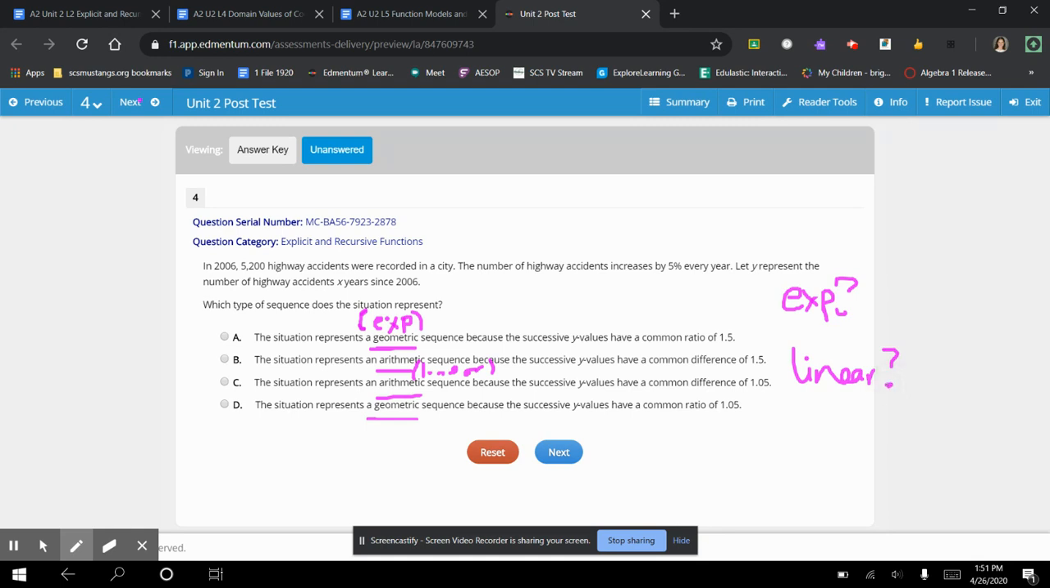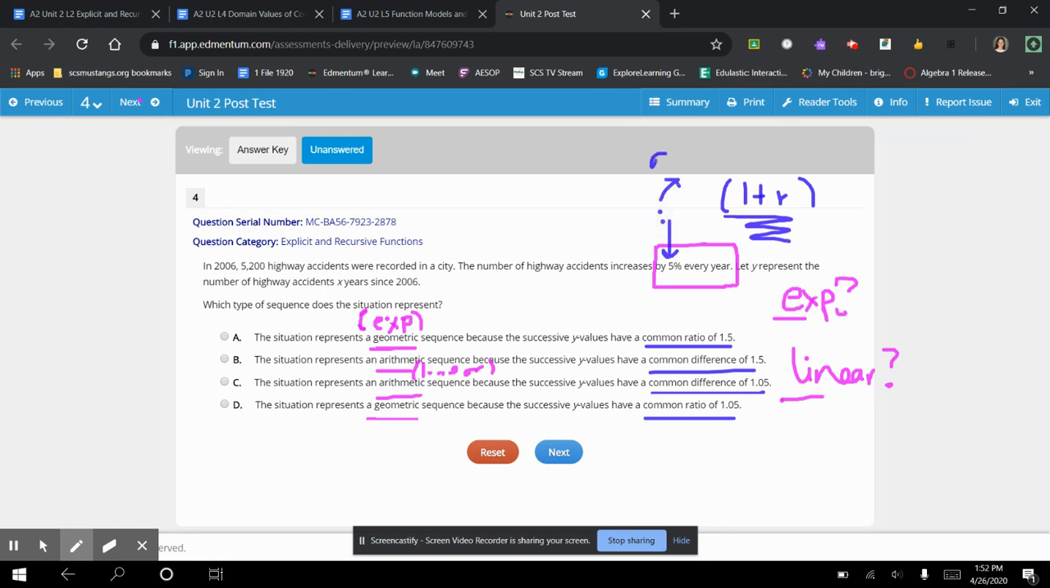So the part that you're going to want to focus on for this is the 5%. So when you're looking at 5%, is that an exponential function or is that a linear function? So then looking at that next part, we're looking at having a common ratio of 1.5 or a common difference of 1.5 or a common difference of 1.05 or a common ratio of 1.05. So you've got to take that decimal and plug it into that 1 plus r and simplify it, and that will give you the number that goes in there. So take the 5%, switch it to a decimal, and then plug it in there and simplify, and that will be the number that goes there.